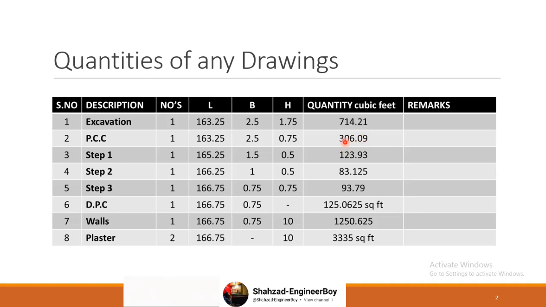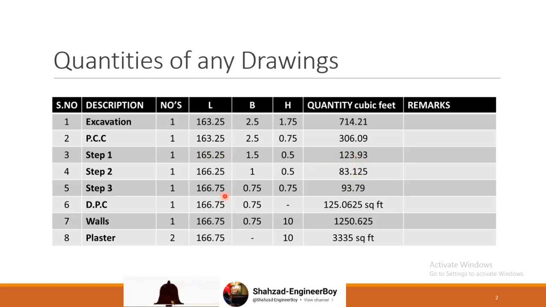First of all, students ask the question: Sir, what is the meaning of PCC is equal to 306.09 cubic feet? It is the volume, it is the quantity. It is just volume. Step 1 has some 3 dimensions. This we multiply and we get the quantity.